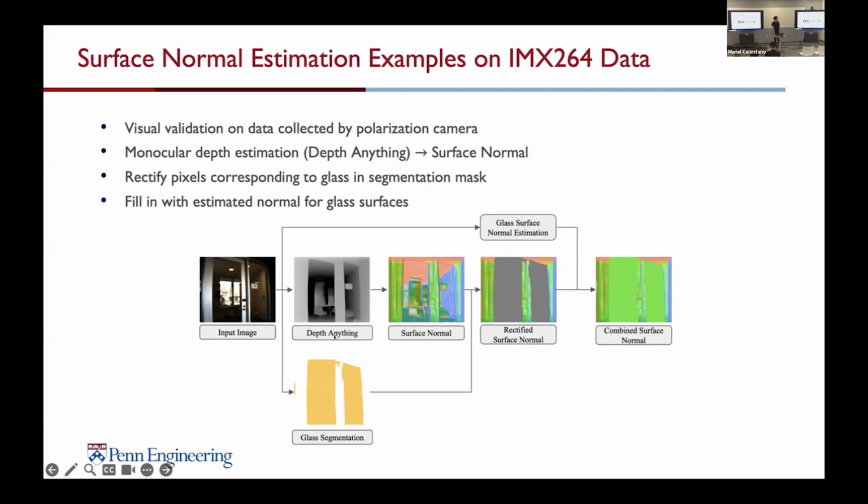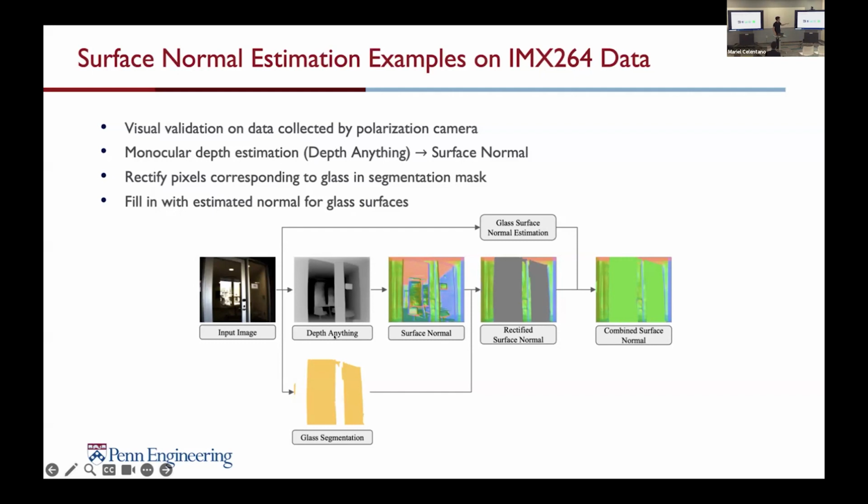Since we don't have ground truth surface normal, we instead visually inspect the correctness of the network. Given an input polarization image, we reconstruct the RGB image from that, and we feed that into Depth Anything, which is a monocular depth estimation model that gives us metric depth. From this metric depth, we can derive the pixel-wise surface normal by calculating the gradients between neighboring pixels. The color in the surface normal picture represents the direction of the surface normal.